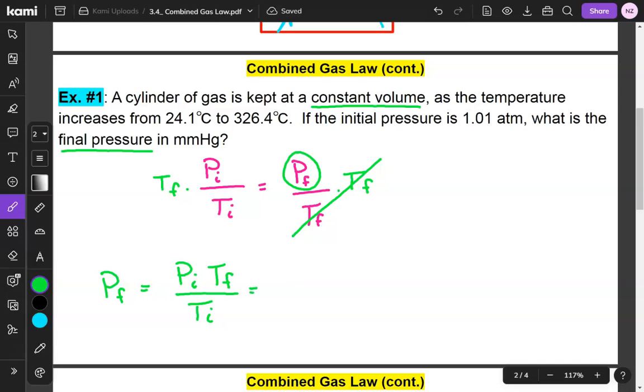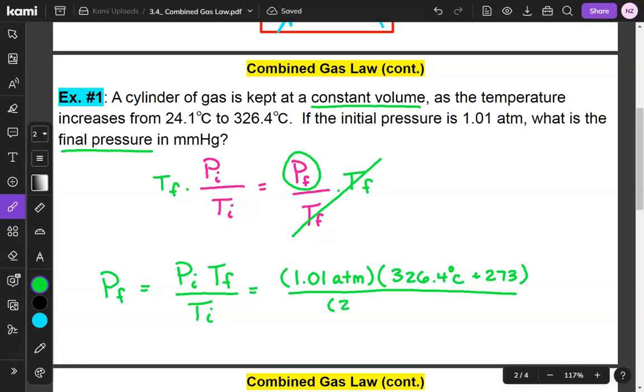Okay, so let's go ahead and set this up. So our initial pressure is 1.01 atmospheres. Okay, now our change in temperature, we are going from 24.1 degrees Celsius and it's increasing to 326.4. So let's see, we could write it out this way. Our final temperature is 326.4 degrees Celsius, but remember, to convert that to Kelvin, we're going to add 273. And then in our denominator, we're going to have our initial temperature, which is 24.1. And we are going to add, oops, not 24. Wow. Somebody needs to get some more sleep. 24.1 plus 273.